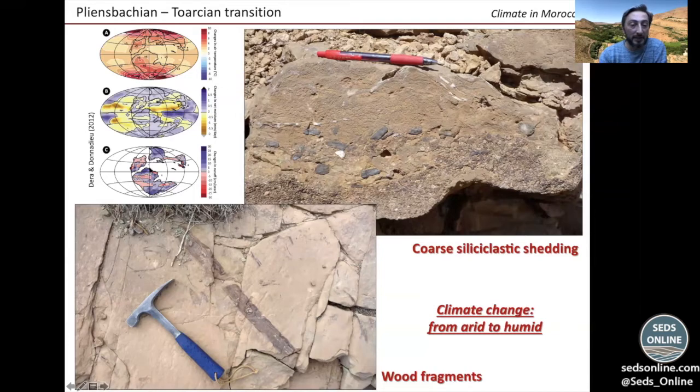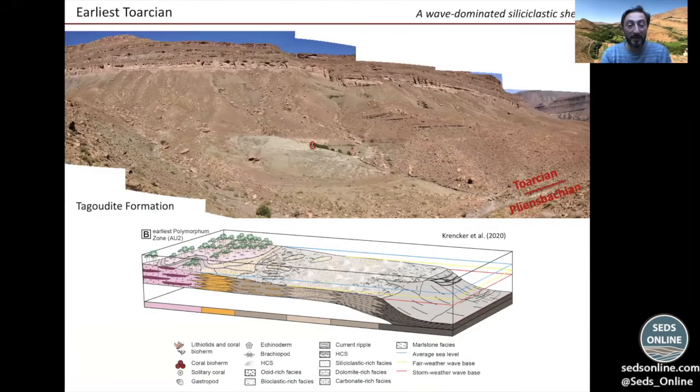And you can nicely see here that Morocco is situated in this part where you actually expect the largest change in terms of runoff, right? So this is all very consistent. And so due to the collapse of the neritic carbonate factory and the influx of siliciclastics, what we have is a really beautiful wave-dominated siliciclastic shelf that is developing here. And it's represented here by the Tagodit formation.